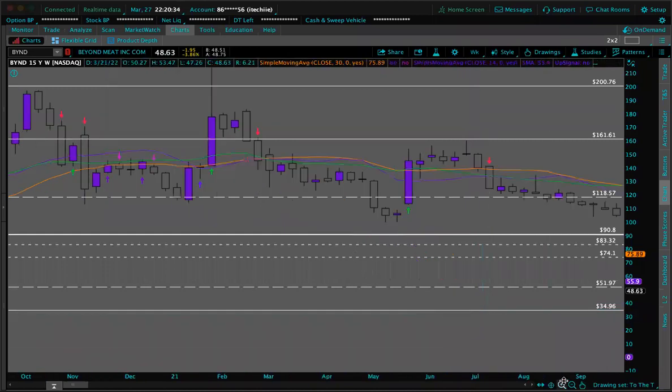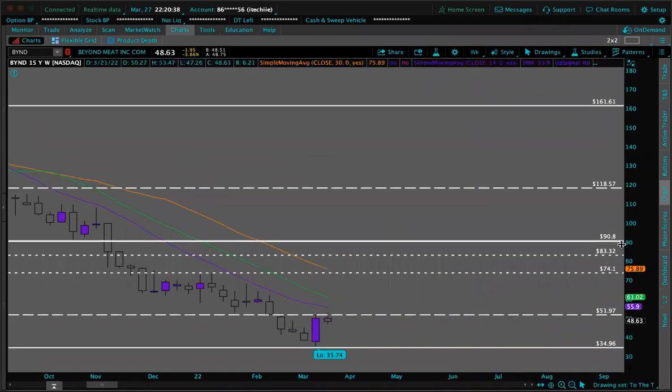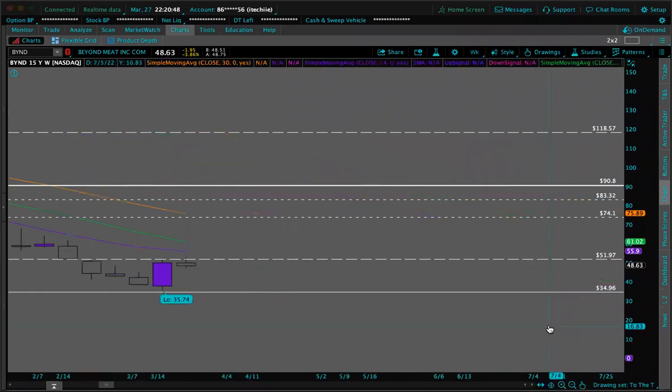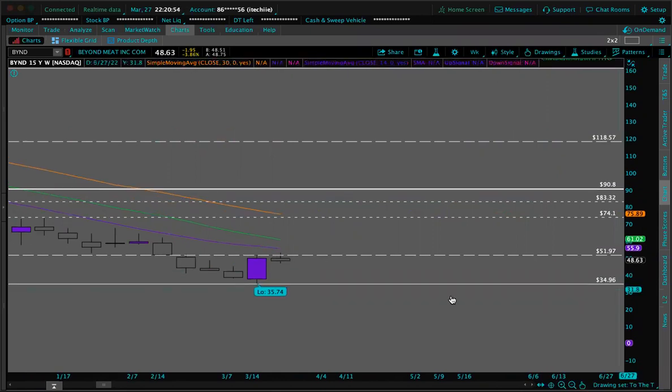Sorry, they don't update. I just keep forgetting that they don't. So it's an inside week for ES, which last week was an inside week for BYND. So if ES goes inside this week, then BYND should go either inside up or inside down. If this 51.97 breaks, first target is 55.90. That is the 14 SMA.